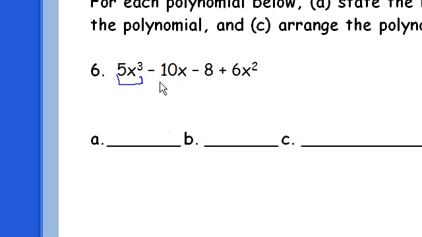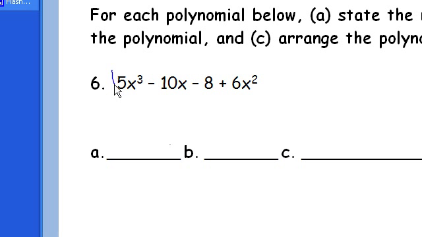Or you all know how I like to think of it. I like to think of the whole number, including the sign in front of it, as the term. Here's a term. Here's a term. Here's a term. Here's a term. Positive 5x cubed, negative 10x, negative 8, positive 6x squared. I count 1, 2, 3, 4 terms.